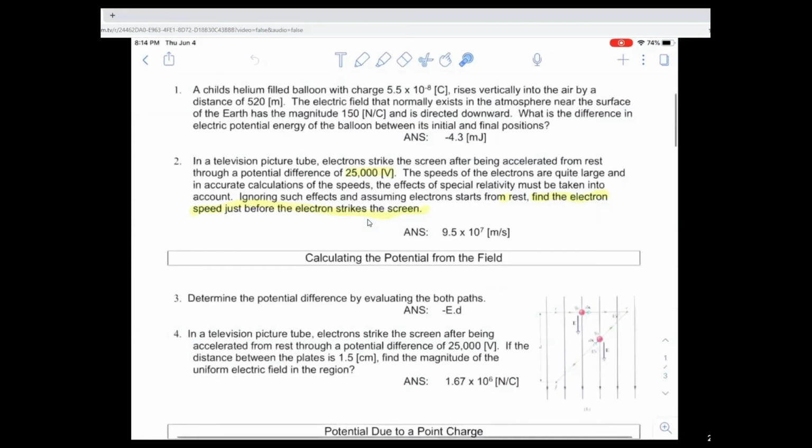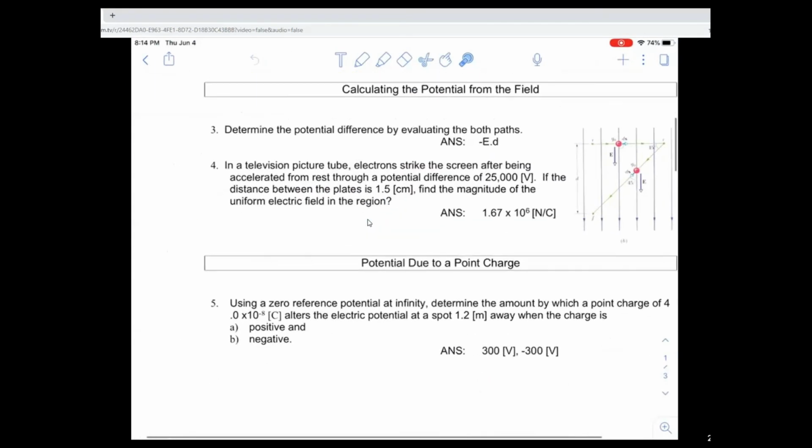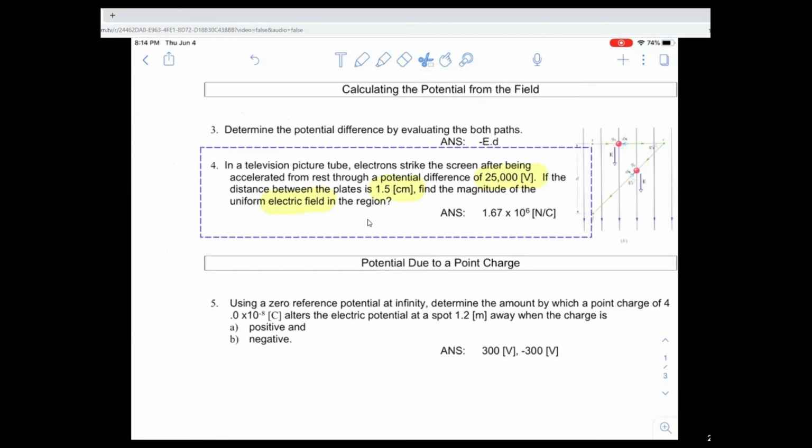Problem number 4. It's related to the same problem as before. So what do we have this time? 25,000 volts, and the separation distance is 1.5 centimeters. Figure out the magnitude of the electric field within that region. And that's it. That's what we know.